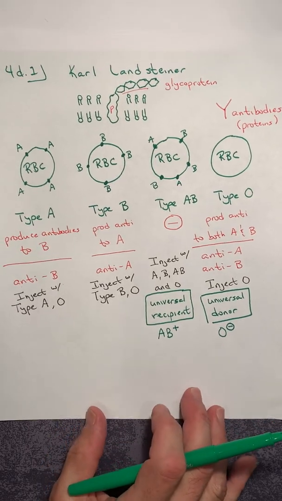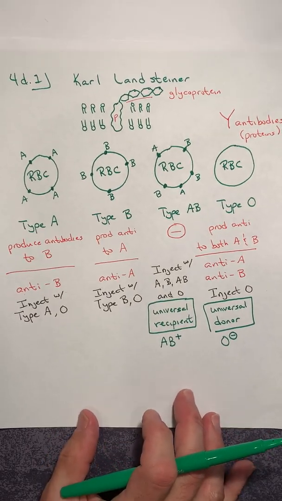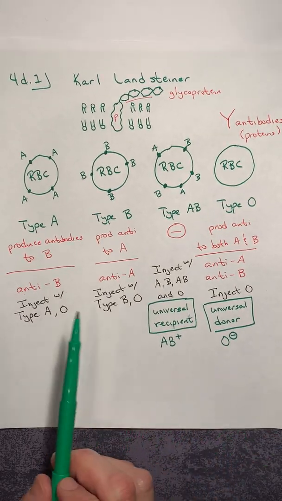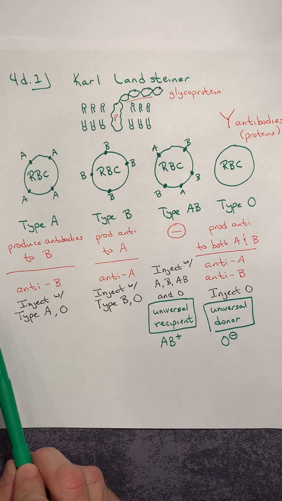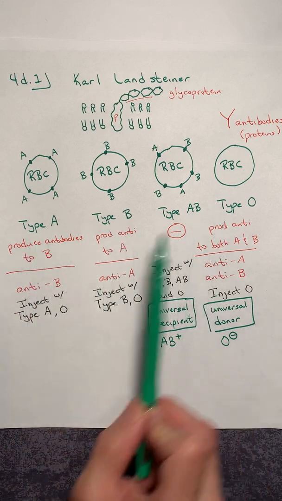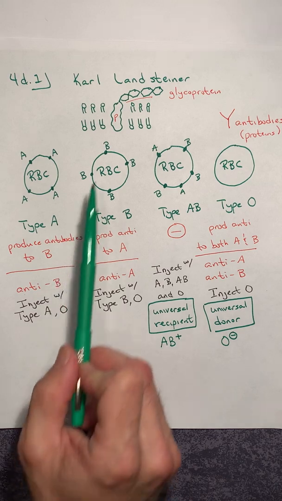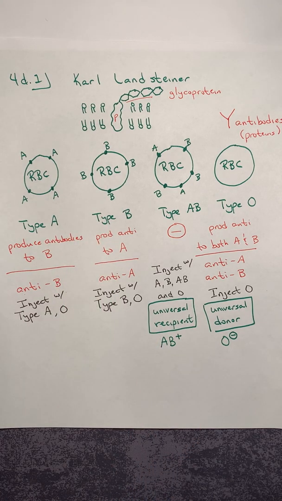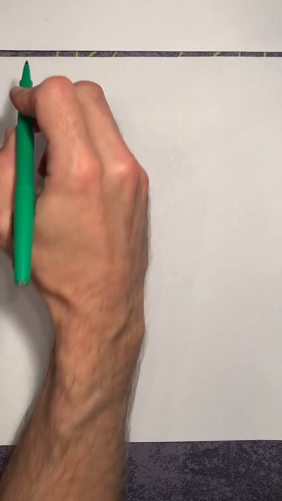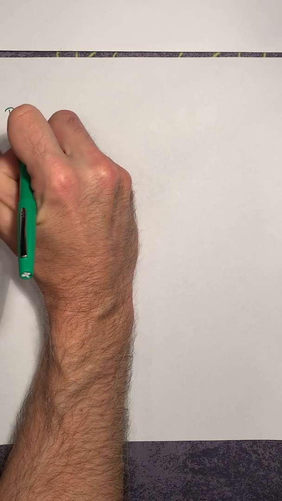So in 4D.1, we talked about how the most common method to type blood is the ABO blood typing, and that was established by Carl Landsteiner and his mustache. And so we now need to look at the genetics behind this and how the alleles are passed on and inherited. So, blood type alleles.